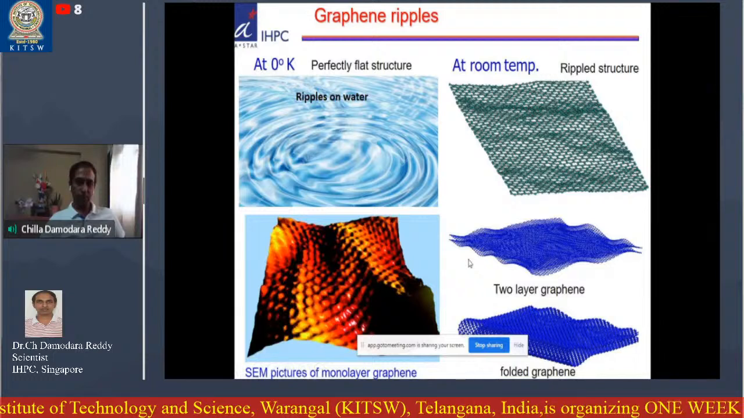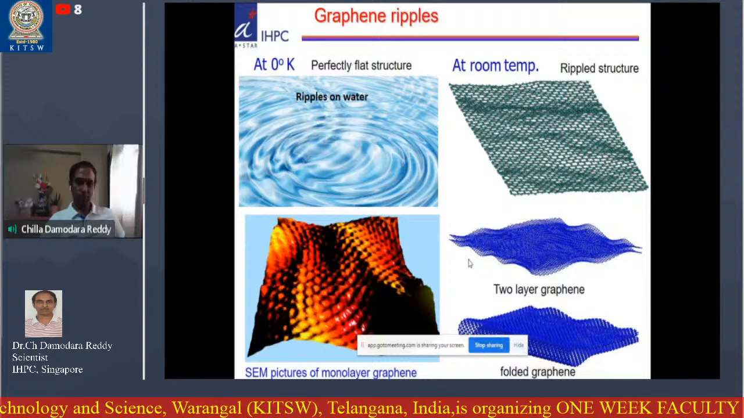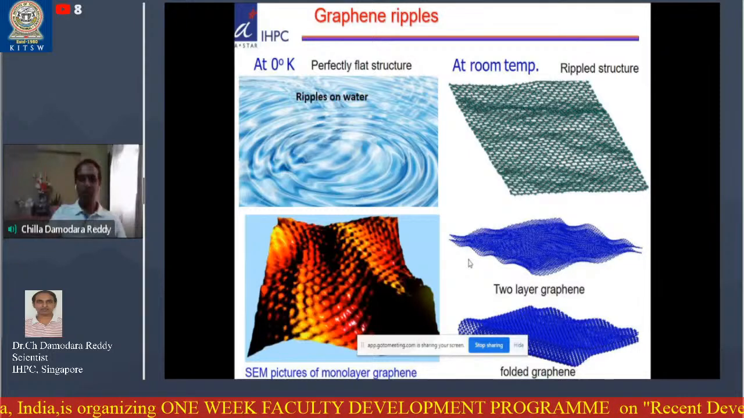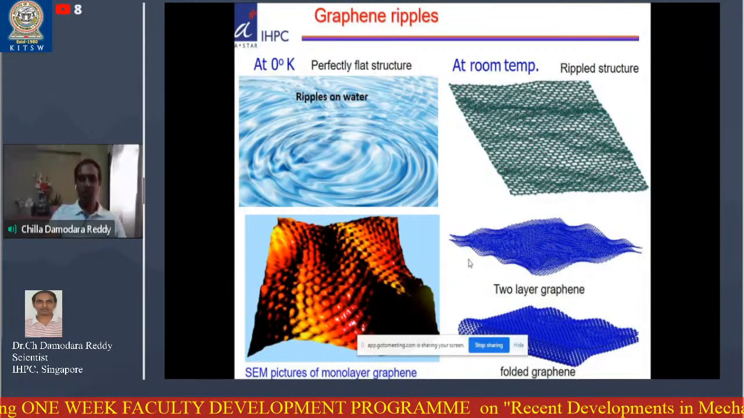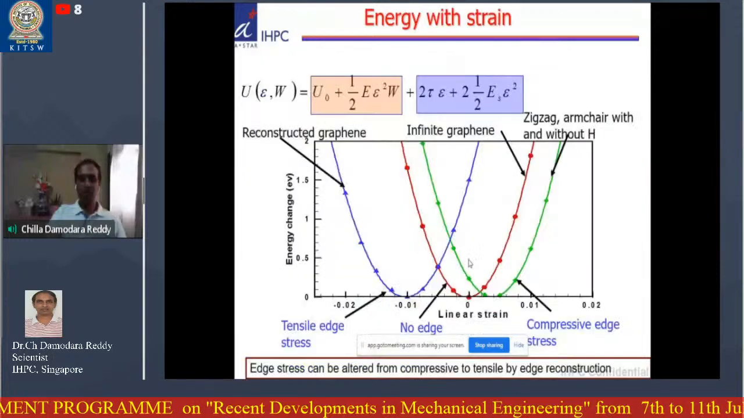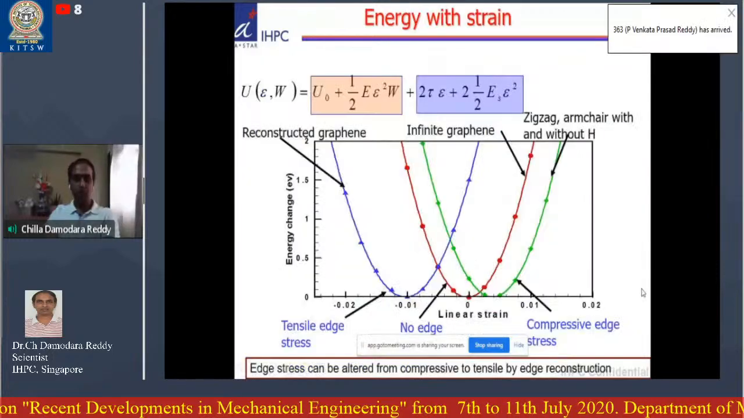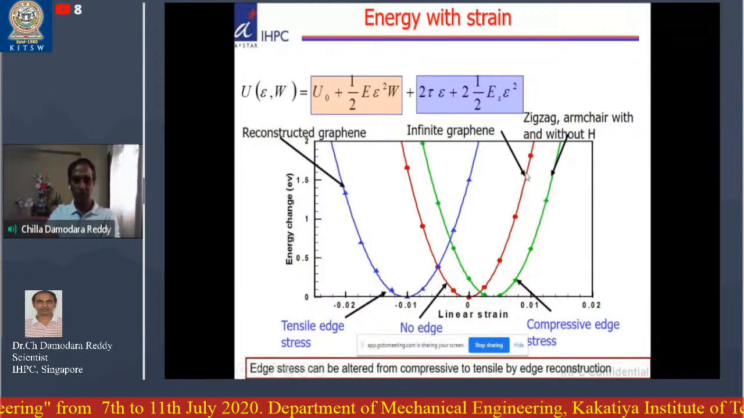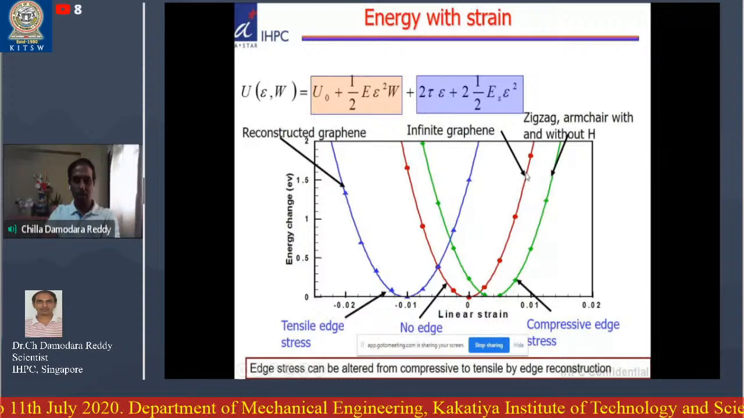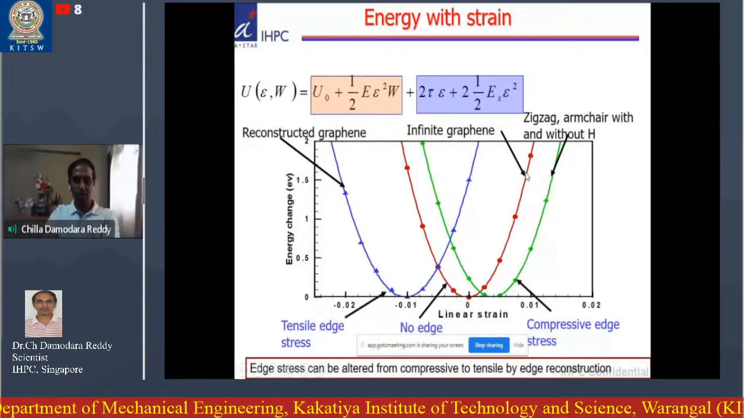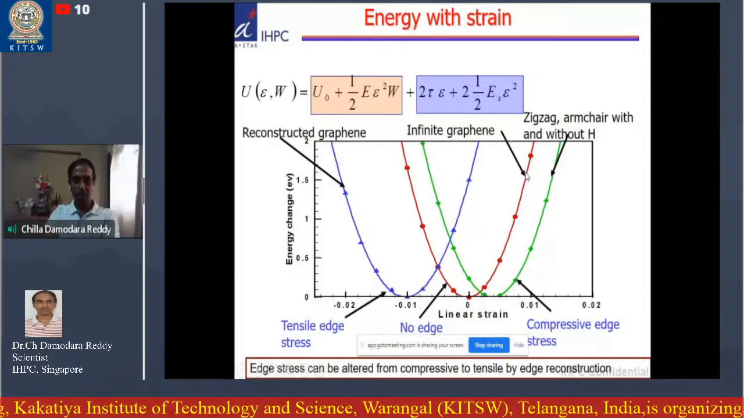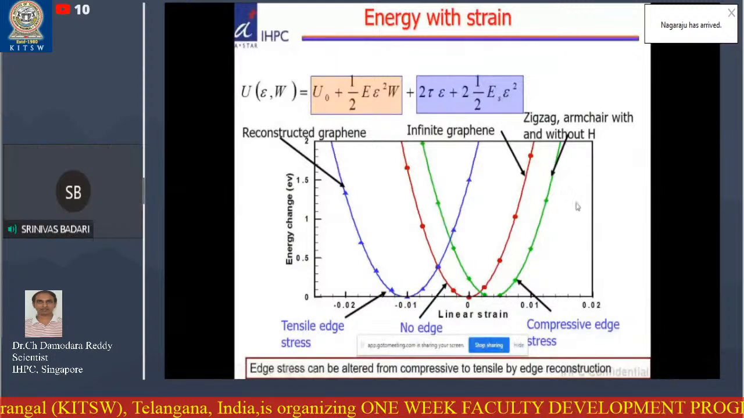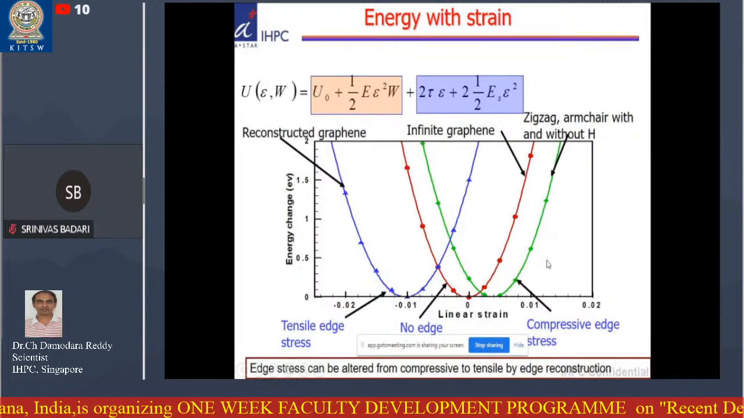So I tried to reduce whatever formulas we use for the computational application, but I put very, very few here. If you are interested, I'll share my papers and other things, or discuss with you also. So generally, if you have pure, infinite graphene, then it will show this energy structure with zero strain energy. There is a mean. And if you cut it into small pieces like a ribbon, then we'll see this.